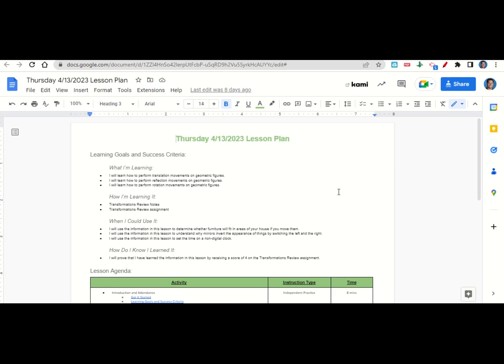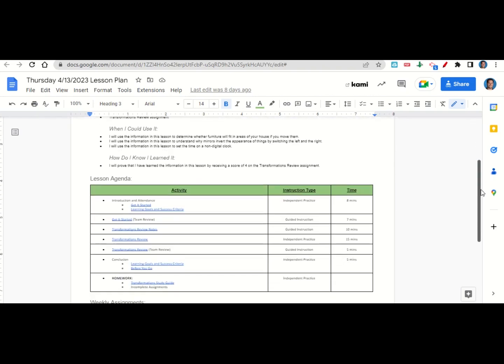When can we use this information? To determine whether furniture will fit in areas of your house if you move them, to understand why mirrors invert the appearance of things by switching the left and the right, and to set the time on a non-digital clock. How do you know you learned it? By getting a score of 4 on the Transformations Review assignment.